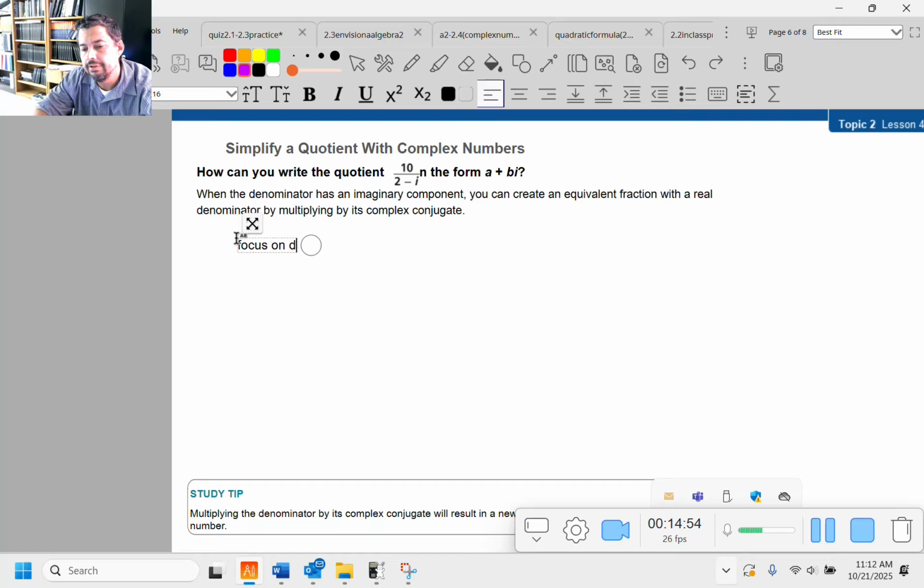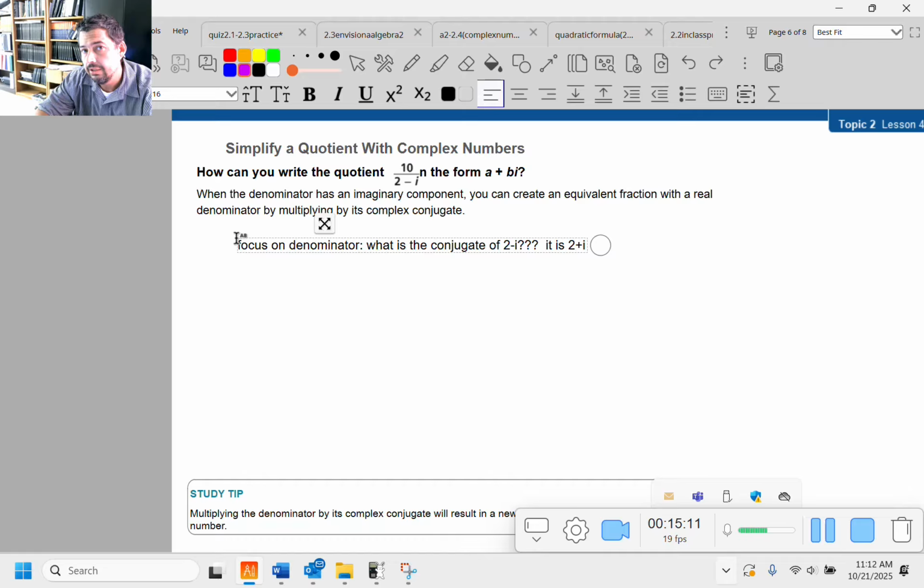We'll focus on the denominator. The question is, what is the conjugate of 2 minus I? You know, you need to be thinking about that. So just pause whatever and think. I don't know how long it takes you to think. It is 2 plus I.